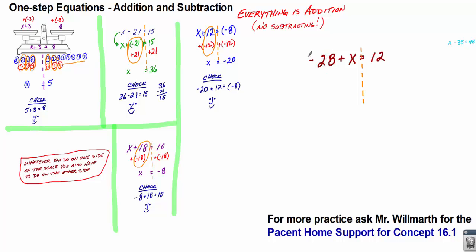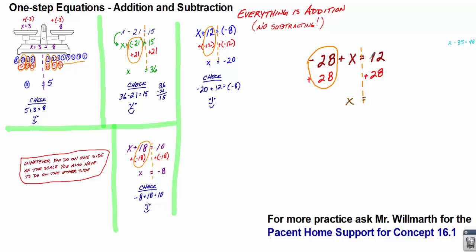How do you get rid of negative 28? You add 28 to it. Because if you have 28 and negative 28, they're opposites. They create 28 0 pairs. If you added 28 to that side, you also have to add 28 to this side. So what's it look like now? Well, negative 28 plus positive 28 is 0, so the only thing left here is x.